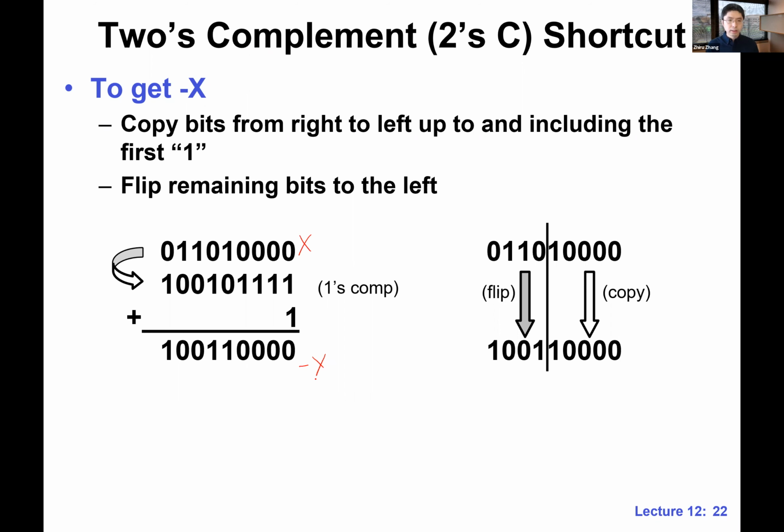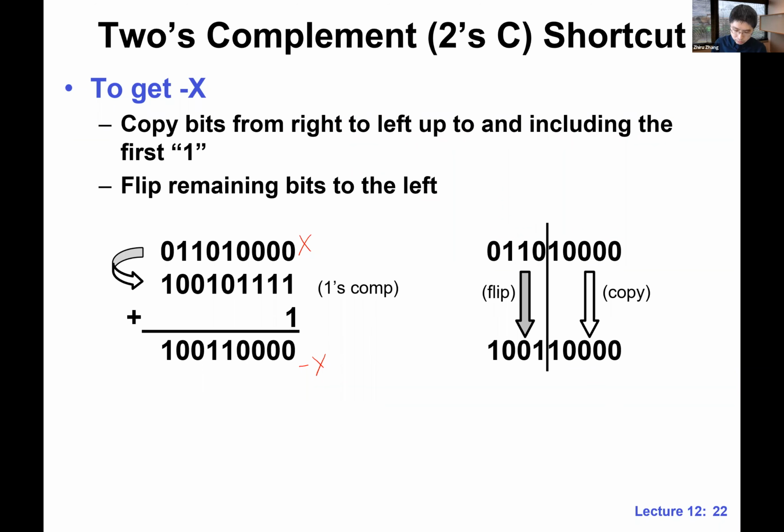But here's a shortcut. Doing this binary addition is sort of error prone, so in some cases we end up with some mistakes. There's a much quicker way to do this. All we need to do is follow this step: we copy the bits from the right to the left up to the first one that we encounter, and then we flip the rest.